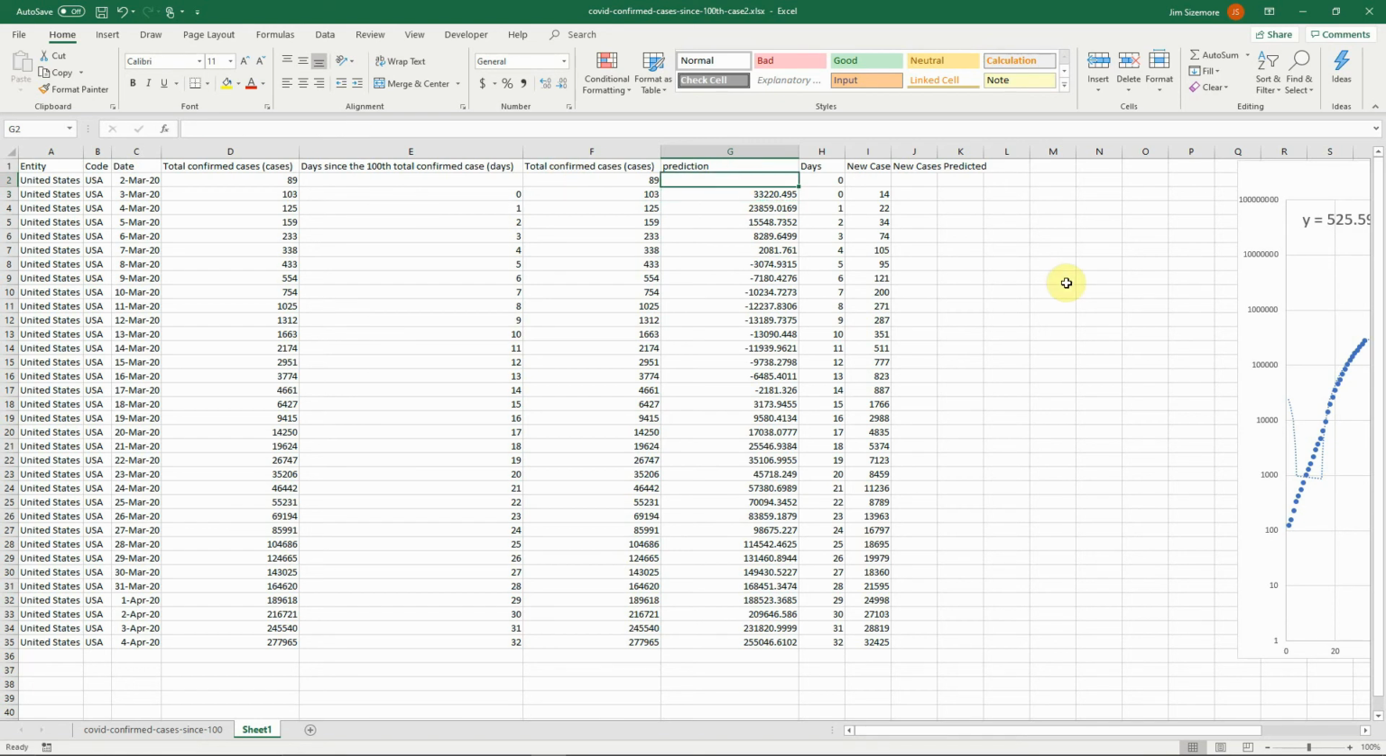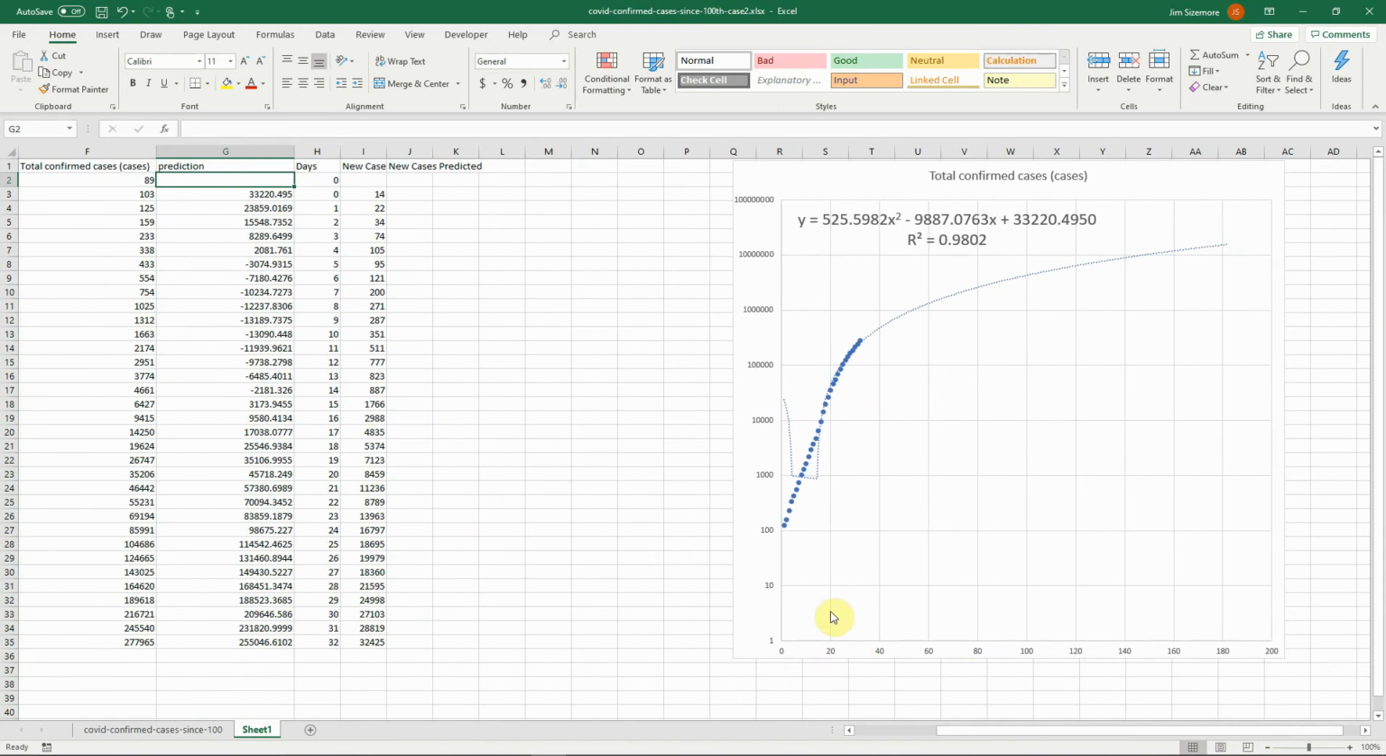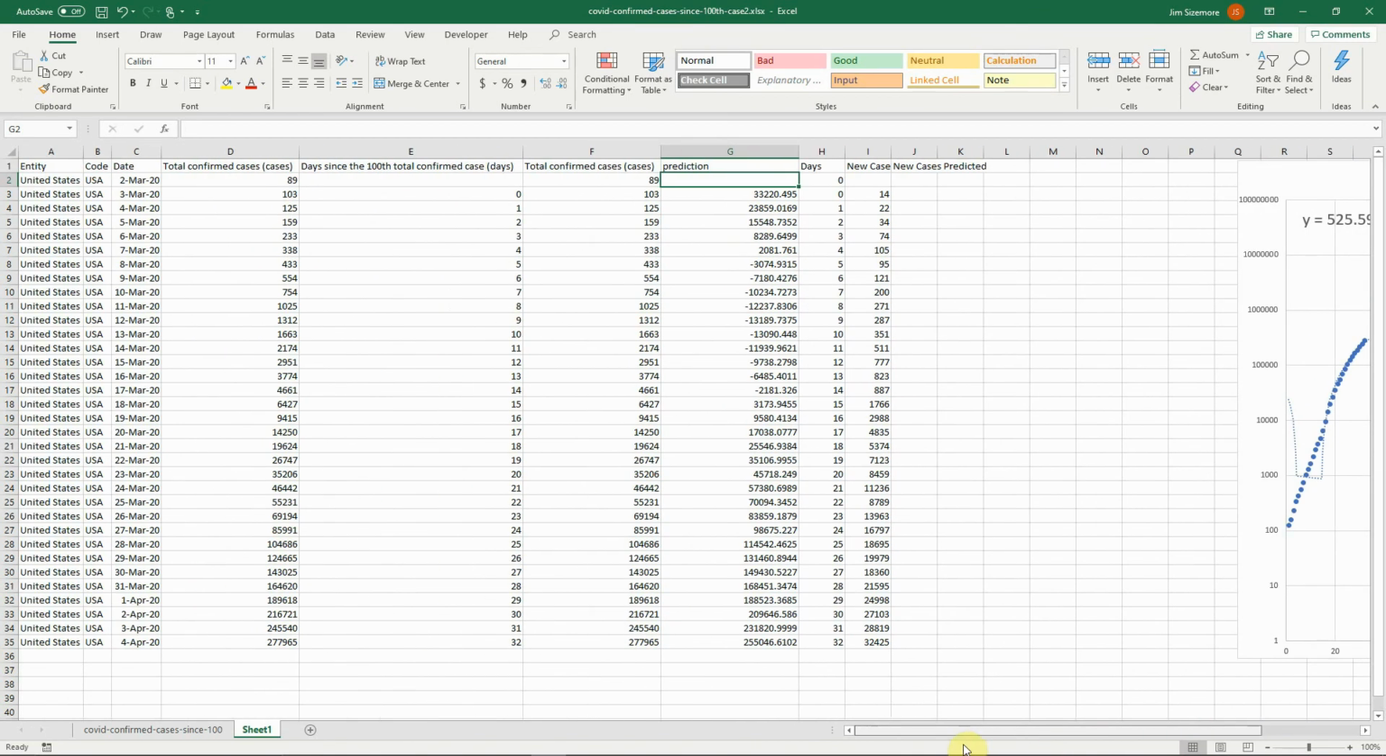Now, remember, take a look. It wasn't until about the 15th day that things started looking reasonable, 15 or 20, something like that. So we're not even going to look at prior to the 15th day. The model just is crazy before that. And then it starts to settle down into a reasonable model.